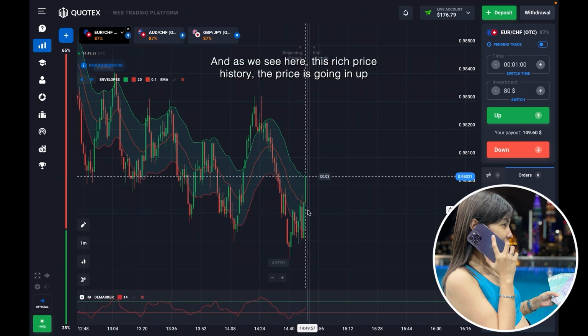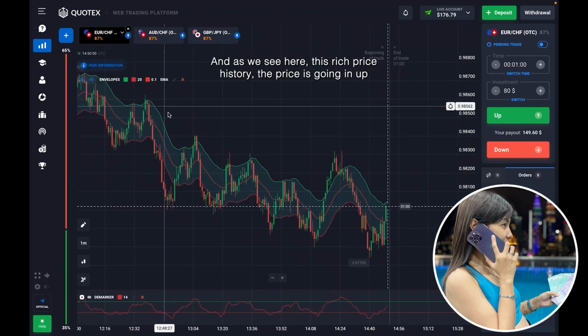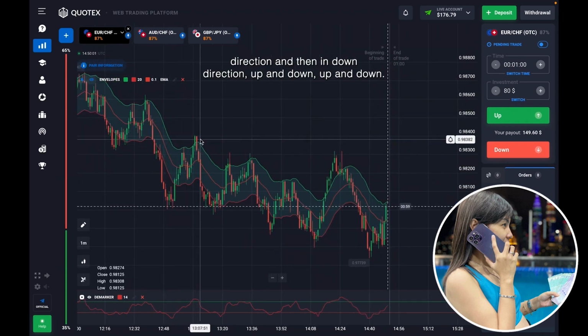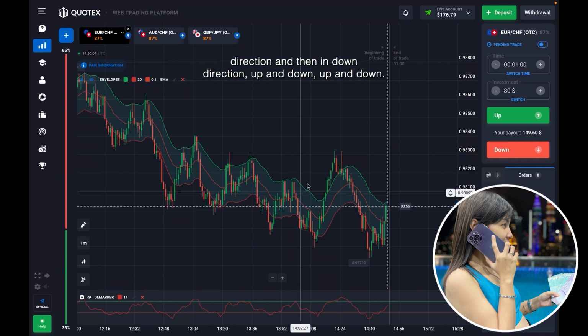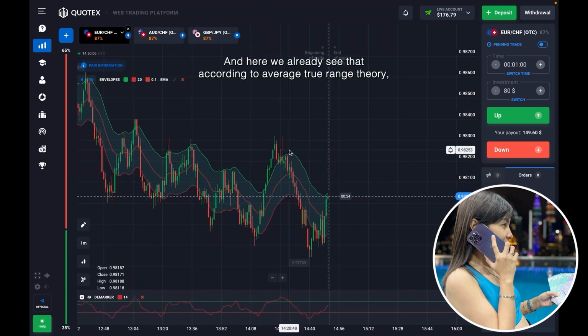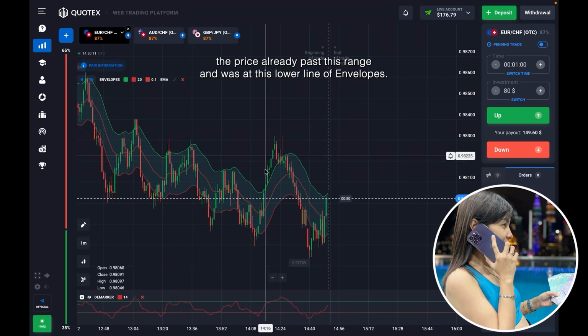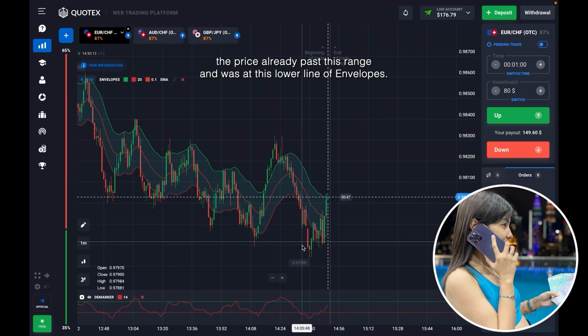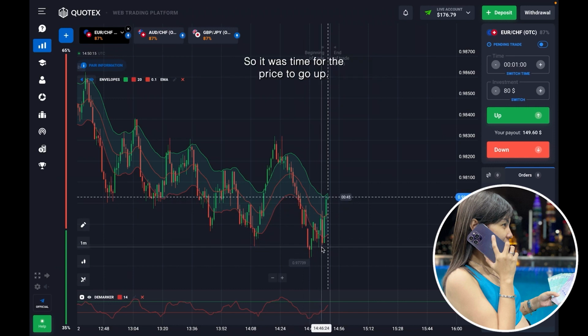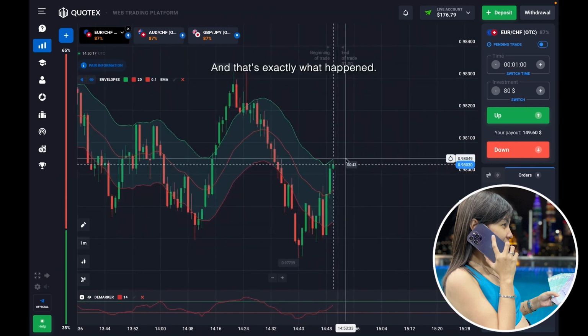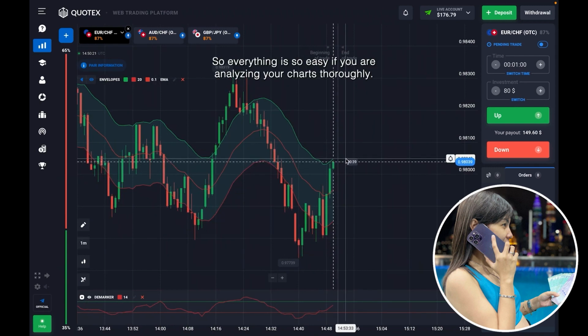And as we see here, in the recent price history, the price is going in up direction and then in down direction, up and down, up and down. And here we already see that according to average true range theory, the price already passed this range and was at this lower line of envelopes. So it was time for the price to go up, and that's exactly what happened. So everything is so easy if you are analyzing your charts thoroughly.